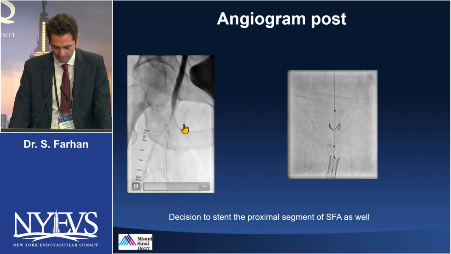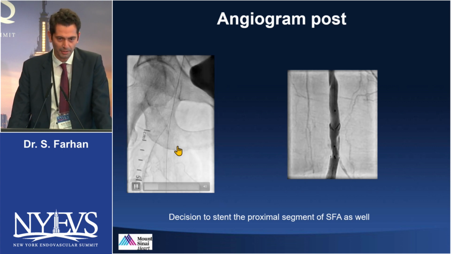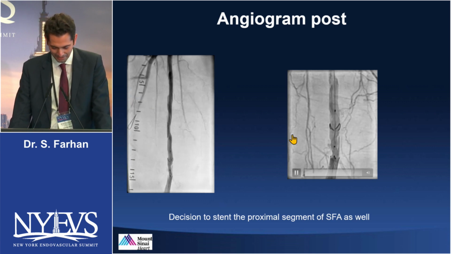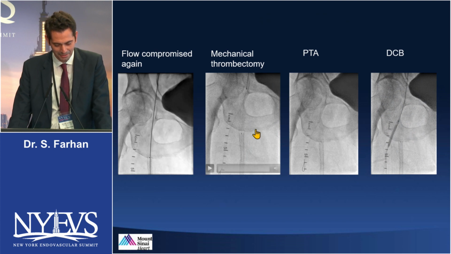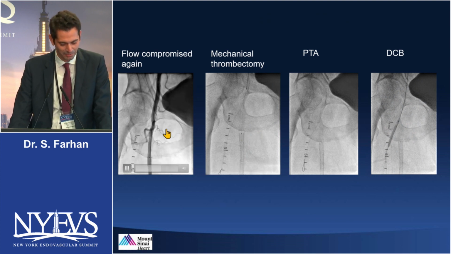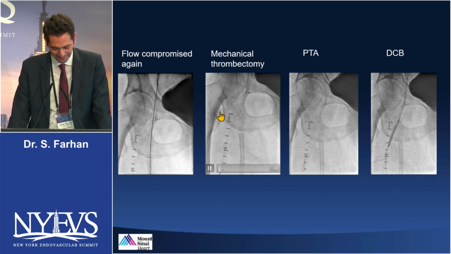Then we did an angiogram, looked good in the profunda segment, flow re-established, and we saw also dissections in the SFA, and the colleague decided that he wants to stent this, which we did at that moment. And this is the angiogram after stenting the proximal part of the SFA. Again, we lose the profunda.